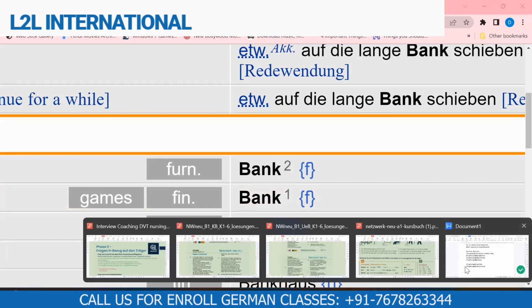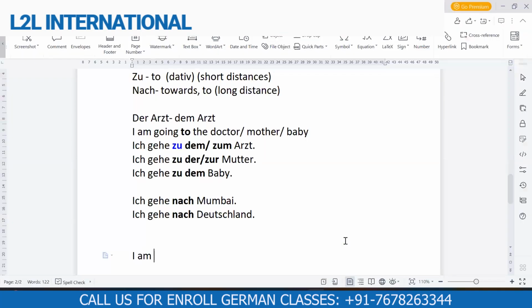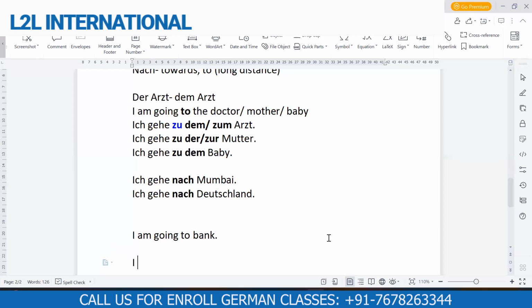Now, if I have to say, I am going to the bank, so I'm going to use here zu because I'm using zu. So when I write "Ich gehe zu der Bank", this "der" is not the bank's article. This is the changed article. The change happens in dative. That's why it is there.